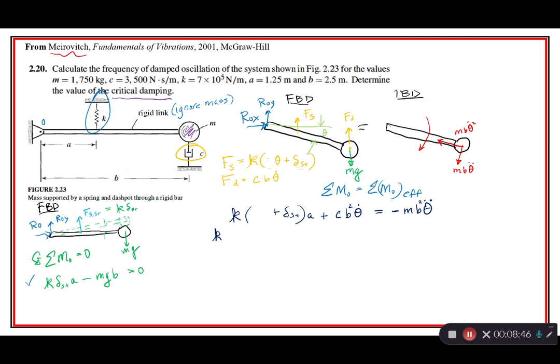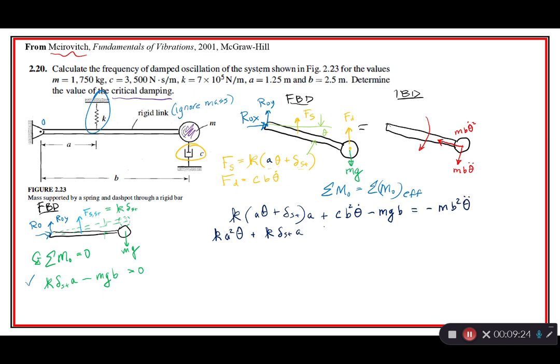Right there, let's go A, sorry. So there's A theta times A, so we're going to have A squared theta plus K, I guess I'll go K there times A. Oh, damn it. I forgot to put the moment in. I'll fix it here in a second. So that's minus mg times b equals negative m, and then we go b squared theta double dot.